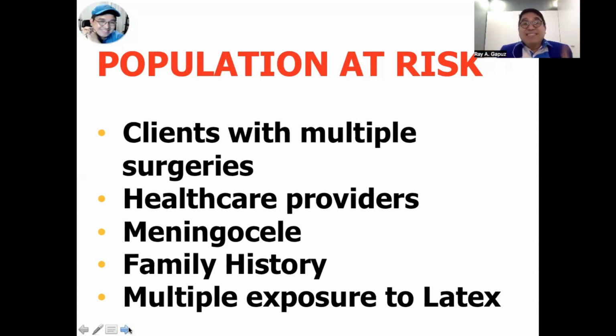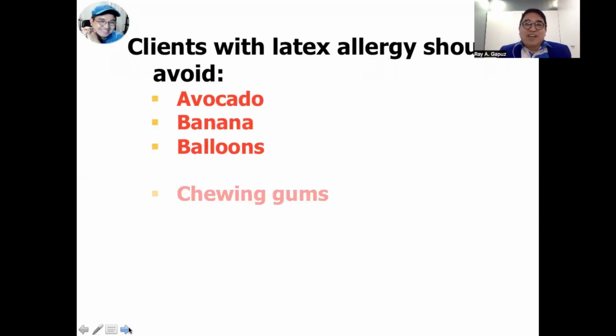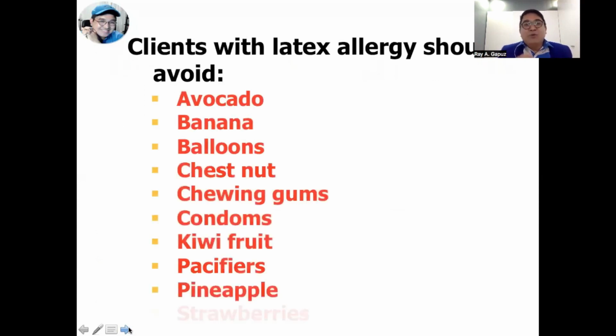Now, what are the different elements that a client with latex allergy should avoid? Okay, clients with latex allergy should avoid avocado, banana, balloons, chestnuts, chewing gums, condoms, kiwi fruit, pacifiers, pineapple, and of course strawberries. Now, pay particular attention to the fact that dragon fruit is usually not associated with latex allergy. It has a different allergic reaction, not necessarily related to latex.